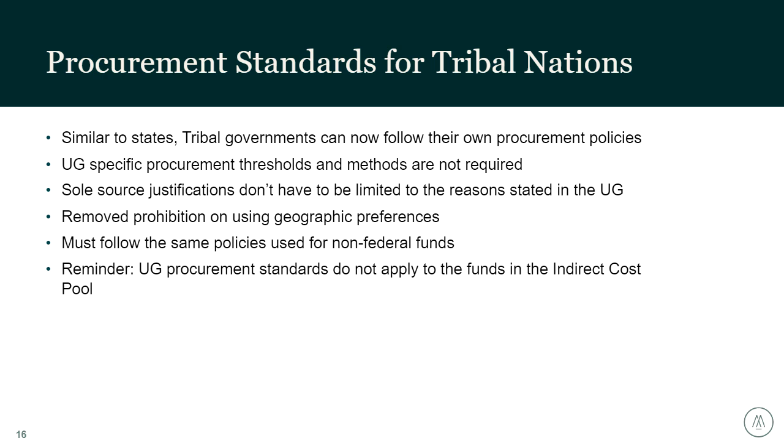They also removed the prohibition on using geographic preferences. This is something that they had added back in 2014 and decided that this is not helpful, because then you may be missing out on awarding contracts to your local economy. So this is really helpful for those tribes in Alaska and tribes just across the U.S. in rural areas. You don't have that prohibition on geographic preferences.